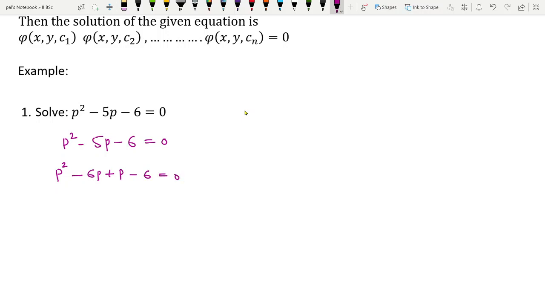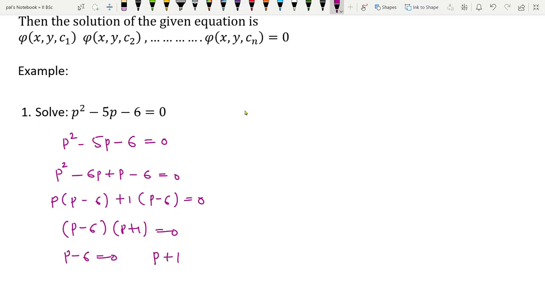You know the factorization of a quadratic equation. In this one, you take p as a common factor, it is p minus 6. You take 1 as a common factor, it is p minus 6. This is equal to 0. Take p minus 6 as a common factor, this into p plus 1 is equal to 0. Yes, p minus 6 is equal to 0, and this is p plus 1 is equal to 0.